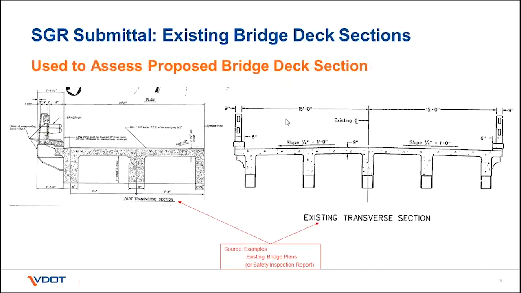And then we want the cross-section of the existing bridge. This can simply be taken from the existing plans. A PDF can be made, and you cut that section out of the PDF, put it on a sketch, and submit it, and that's all we're after.